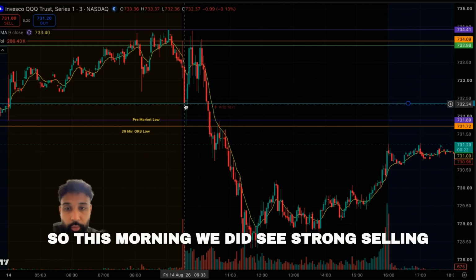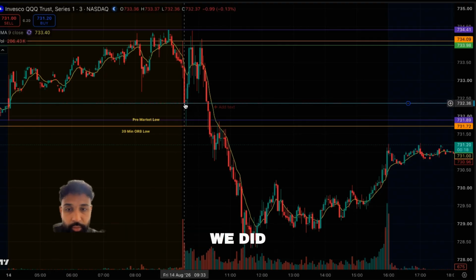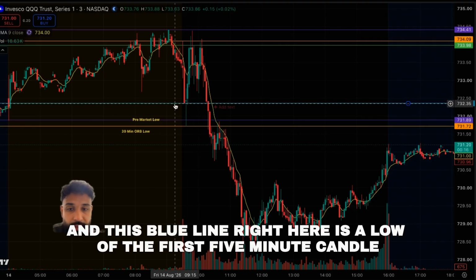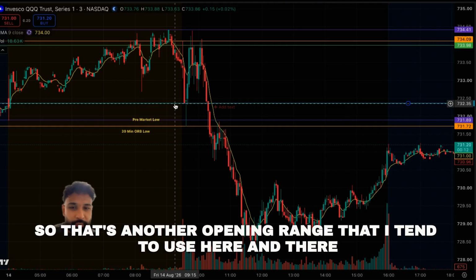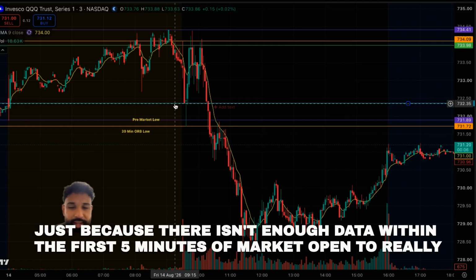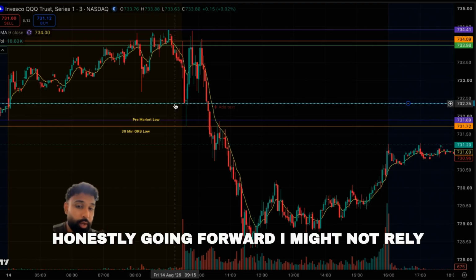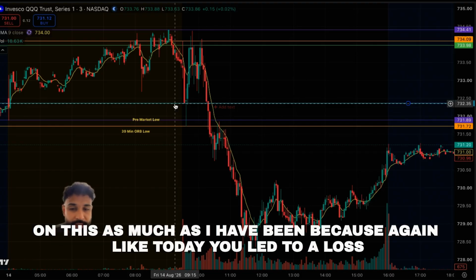So this morning we did see strong selling pressure, and I did see a lot of relative weakness. This blue line right here is the low of the first 5 minute candle. So that's another opening range that I tend to use here and there. It's not as reliable in my opinion as the 15 minute and 30 minute, just because there isn't enough data within the first 5 minutes of market open to really allow you to see which direction the market wants to go in. And honestly, going forward, I might not rely on this as much as I have been because, again, like today, it led to a loss.